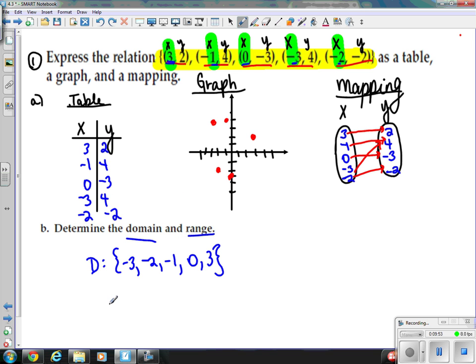Next, we're going to do our range. So we give him an R. And once again, we're going to make a brace. And we're going to list all of our y's out in order from least to greatest. So my lowest y, -3, then -2, and then next we have 2, and I have 4, and once again my 4 repeats, so I only write it once. And we're done. So for example 1, we made a table, a graph, and mapping, and we determined our domain and range. So let's look at our next examples.